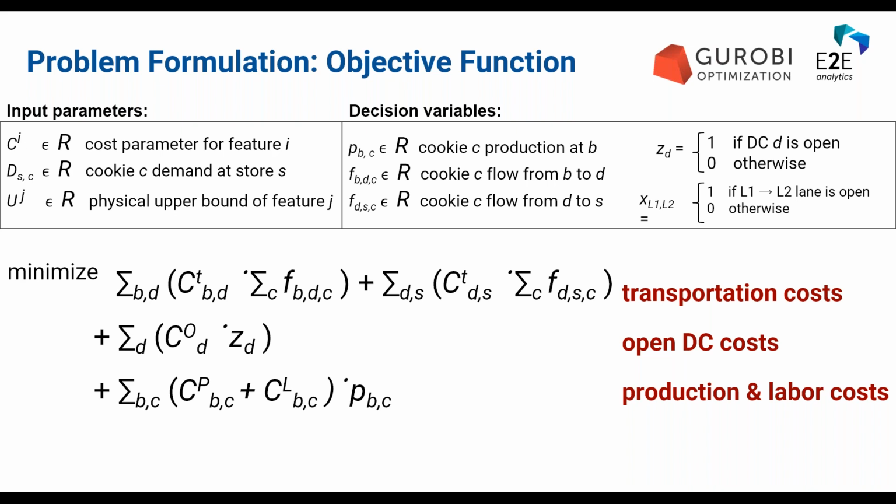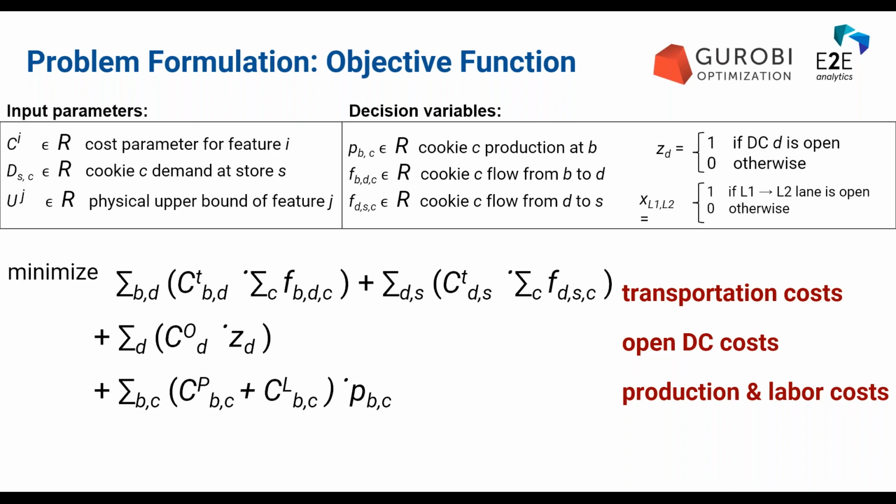Okay, so we have a few input parameters. The cost: we're going to kind of abuse the notation here. We're going to use C to refer to all of the different costs, and we have a superscript that says what kind of cost. We have our demand, which tells us how much demand for each cookie they have at each store. And then we have a physical upper bound that tells us exactly how much capacity we have at each part of the network.